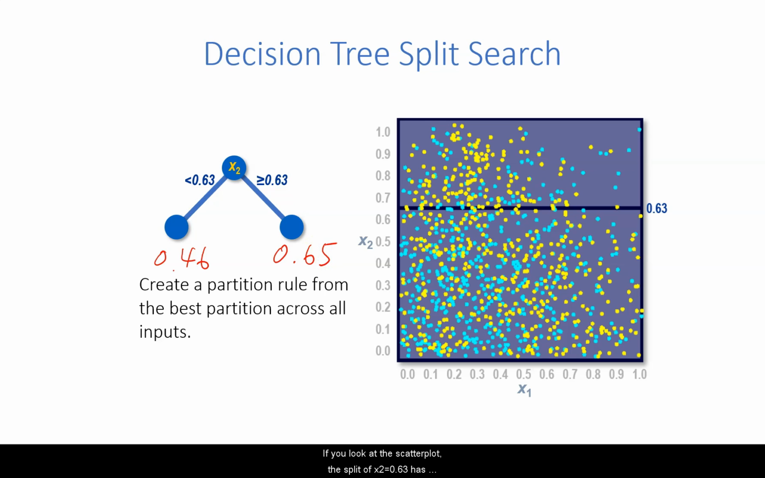If you look at the scatter plot, the split of x2 equal to 0.63 has created two partitions among the cases, a top partition and a bottom partition. The recursive partitioning process suggests that future partitions will be dependent on all previous partitions. Therefore, to continue growing the classification tree, the algorithm will make more partitions within the two partitions in the diagram.